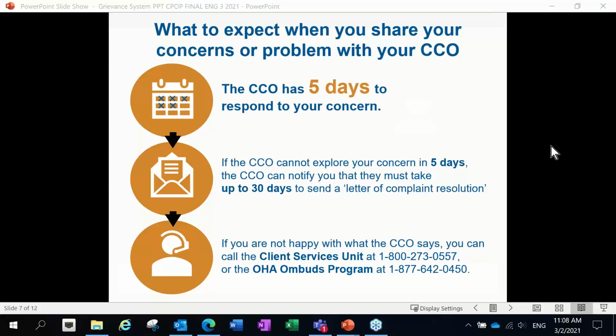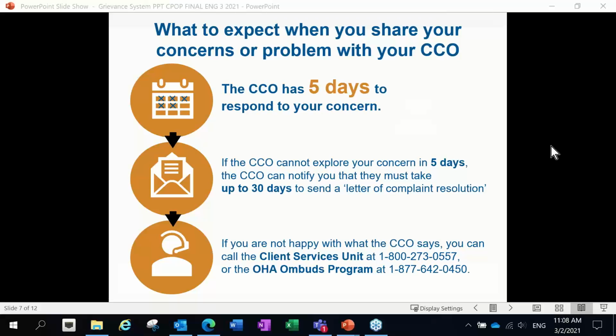What to expect when you submit a complaint or grievance. The coordinated care organizations have 5 days to respond to your grievance or complaint. So once you've submitted that, they have to send you a letter. They've either identified and resolved it, or they need to let you know they're going to need more time.